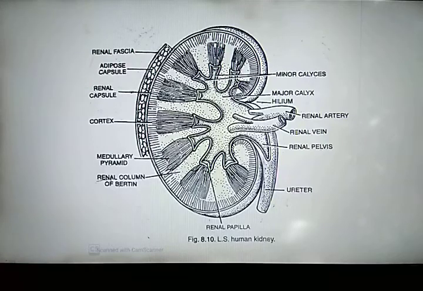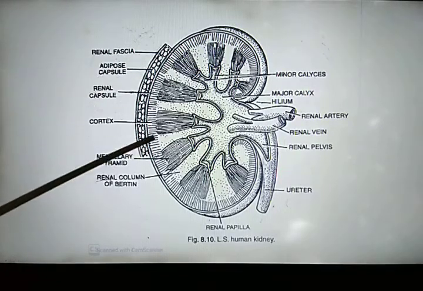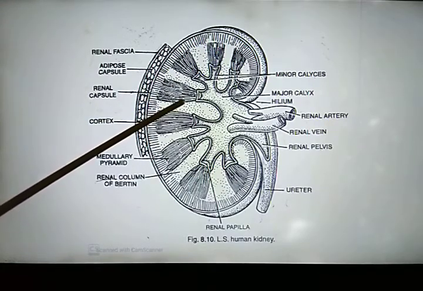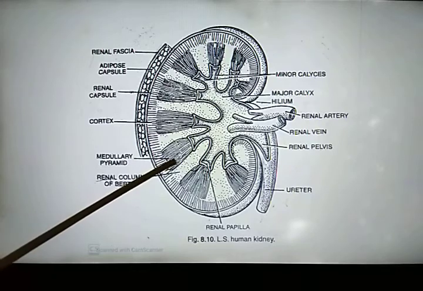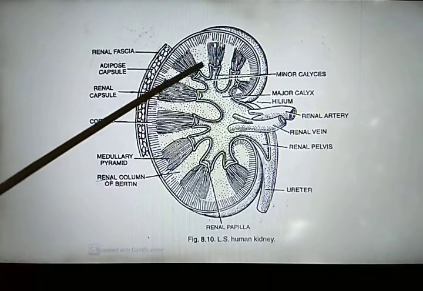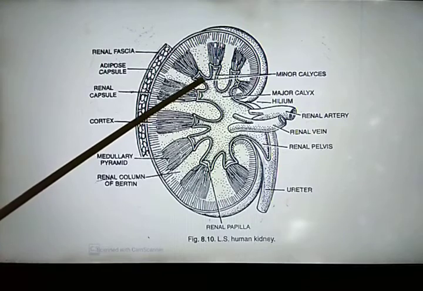In the last lecture, we have studied about the internal structure of kidney. Internal structure of kidney consists of two zones. Outer zone is known as cortex and the inner zone is known as medulla. The medulla zone consists of 15 to 16 conical structures known as medullary pyramids. These medullary pyramids open into a minor calyx, which are 7 to 13 in number.